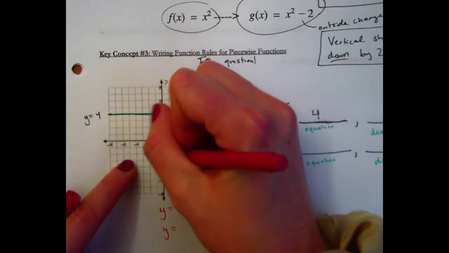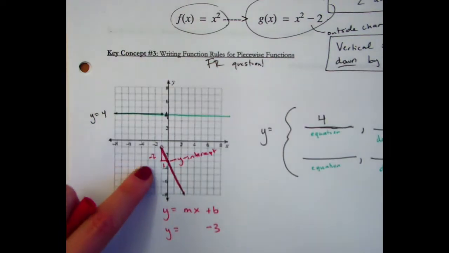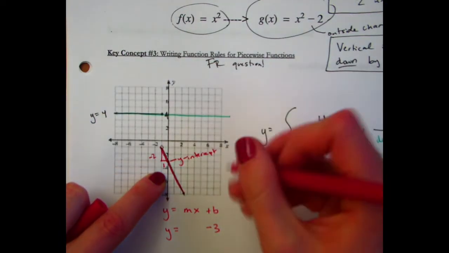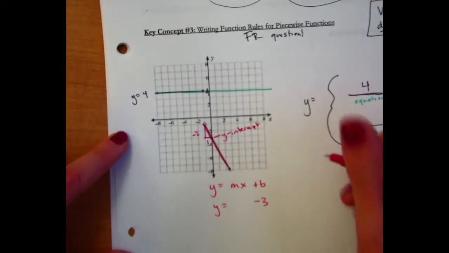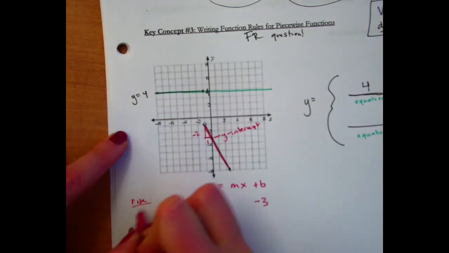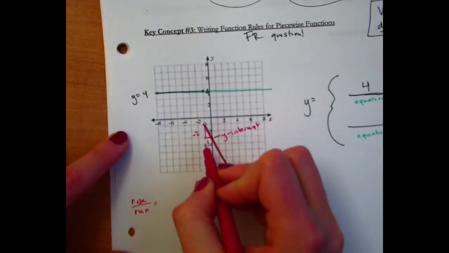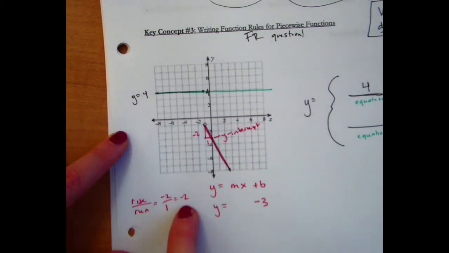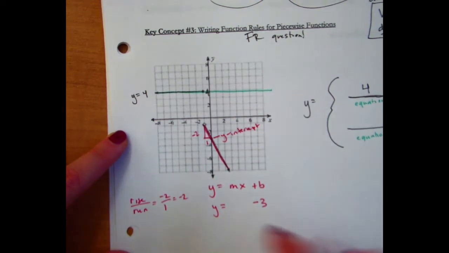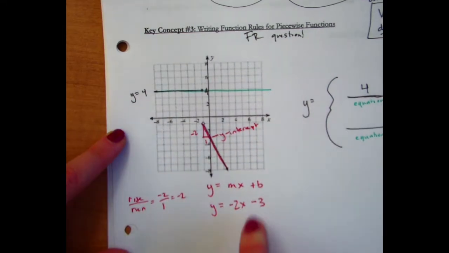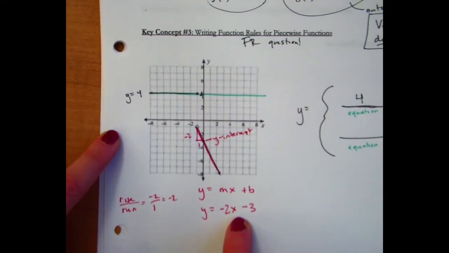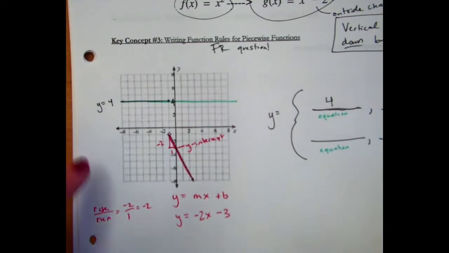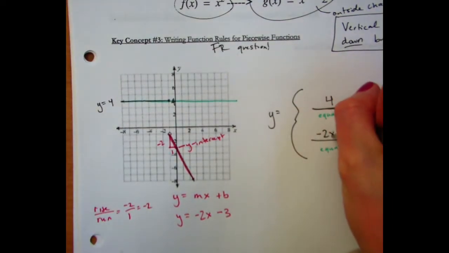So the slope off to the side here is rise over run. The rise is -2 and the run is +1. Therefore the slope is going to be equal to -2. So it's going to be -2x minus 3 for that final equation. So we write the equation here, -2x minus 3. And then the domain for these 2 equations.